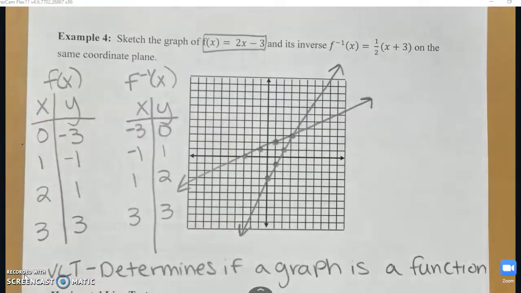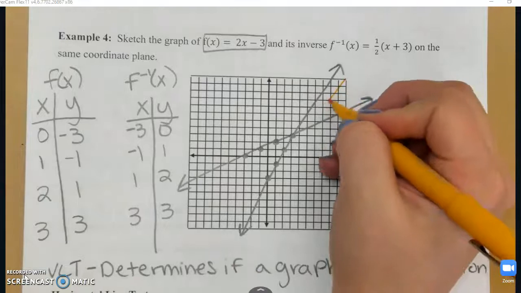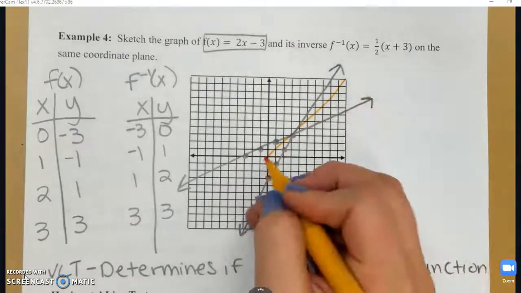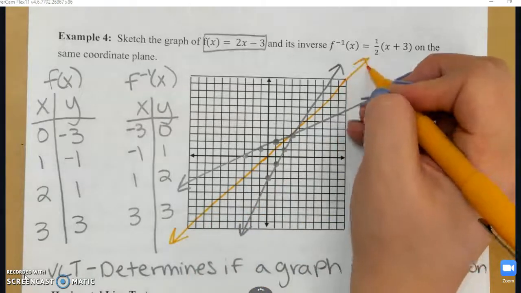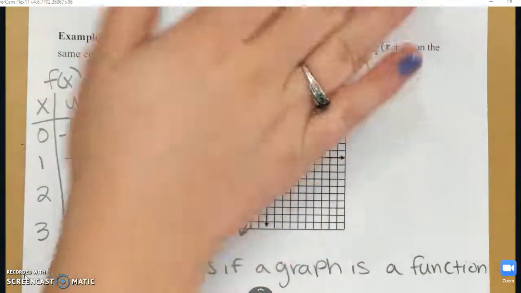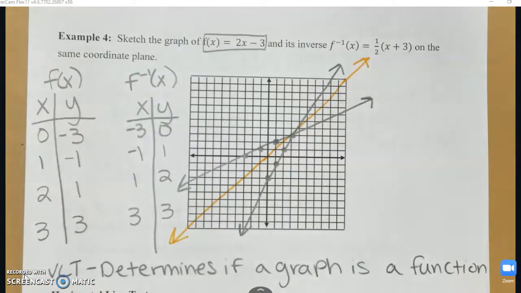And what I can do is if I plot that linear parent function, x is equal to y, you should be able to clearly see that it has been reflected across that line. And that is how we graph inverses.